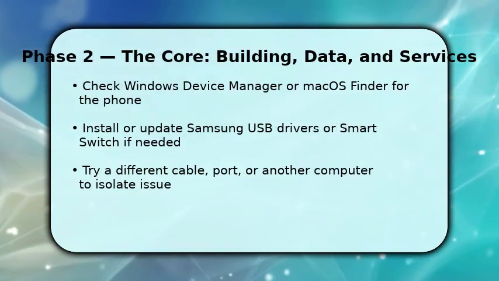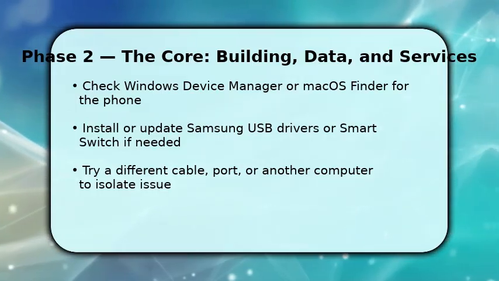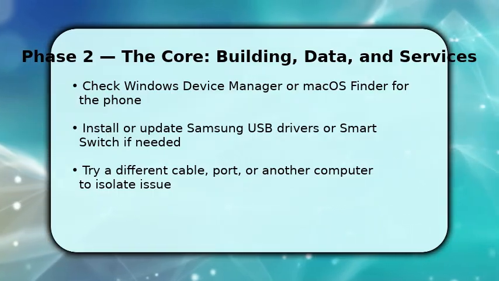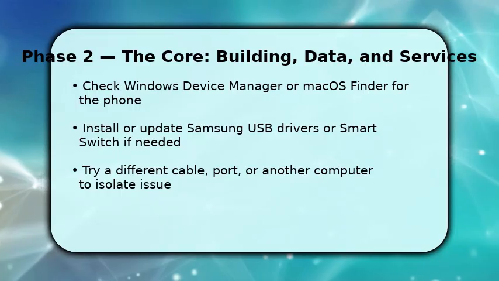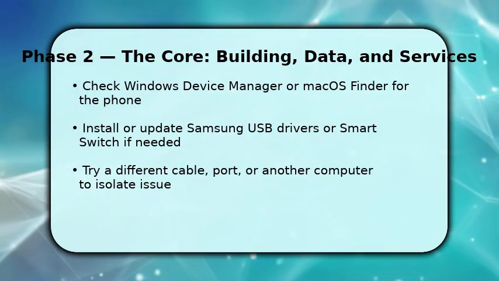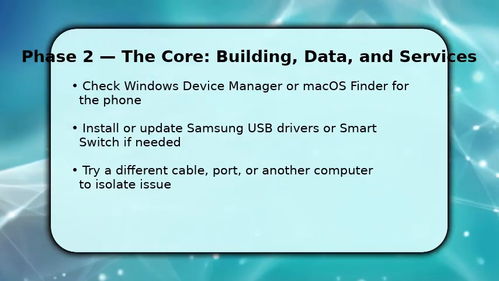On Windows, open Device Manager and look for Samsung entries. On Mac OS, check Finder and Android File Transfer. If the phone shows as unknown or won't appear, install Samsung USB drivers or Smart Switch. These add the proper MTP support. Once installed, reconnect the phone and watch for the device name to appear.